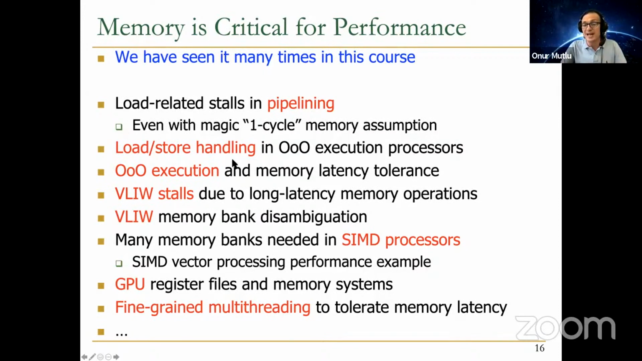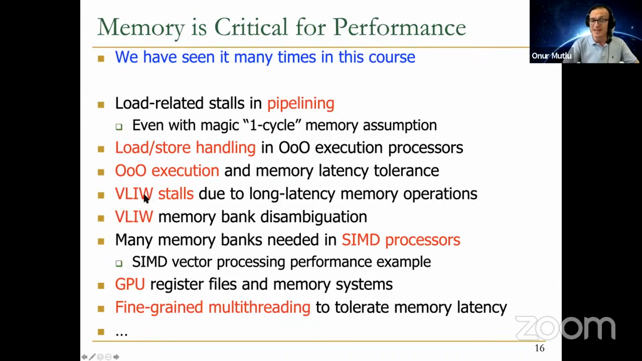We talked about load store handling and out-of-order execution processors. We talked about out-of-order execution and its memory latency tolerance limits. If the memory latencies are on the order of 100 cycles, can you actually tolerate memory latencies easily? How do you build large-scale out-of-order execution engines to tolerate memory latencies? And more recent announcements, for example, by Apple, show that they have larger instruction windows than before. And one of the reasons is actually to tolerate memory latencies.